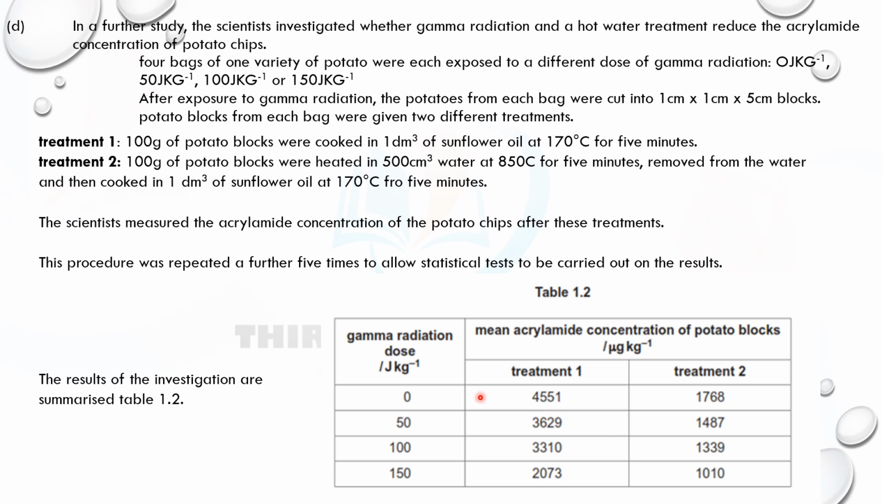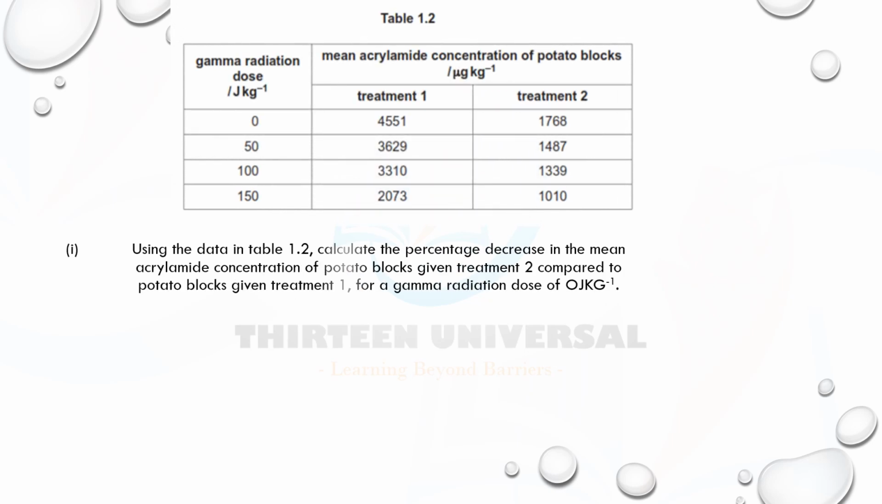So you can see that as the gamma radiation dose increases, there is a decrease, but treatment 2 decreases more. Treatment 2 involves the gamma radiation and of course hot water. So don't forget this pattern, right? Look at the table again.